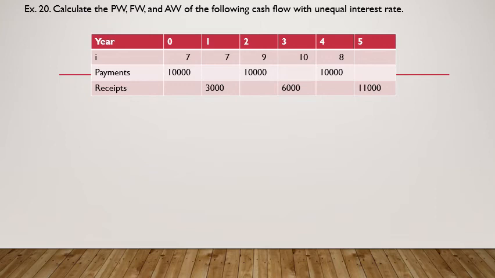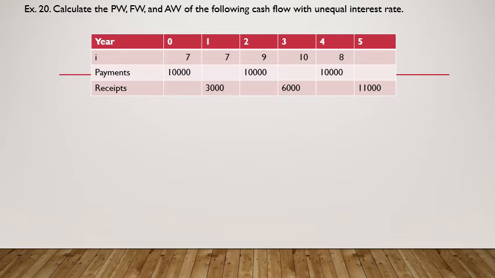Let us convert this table into a cash flow diagram. As we have receipts at the end of first, third, and fifth year, and payments at the end of 0th, second, and fourth year. The rate of interest between 0 to 2 is 7, from 2 to 3 is 9, 3 to 4 is 10, 4 to 5 is 8.